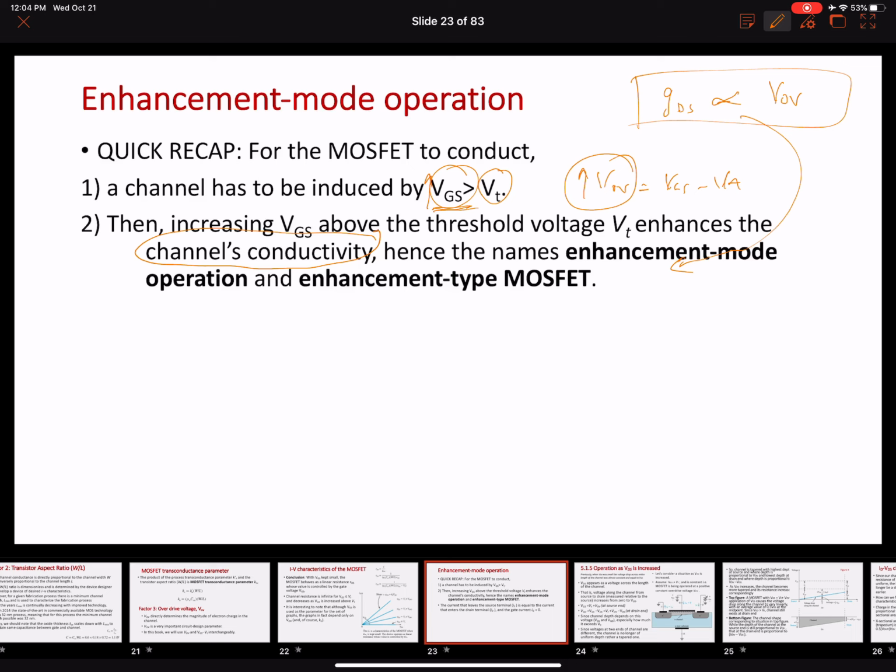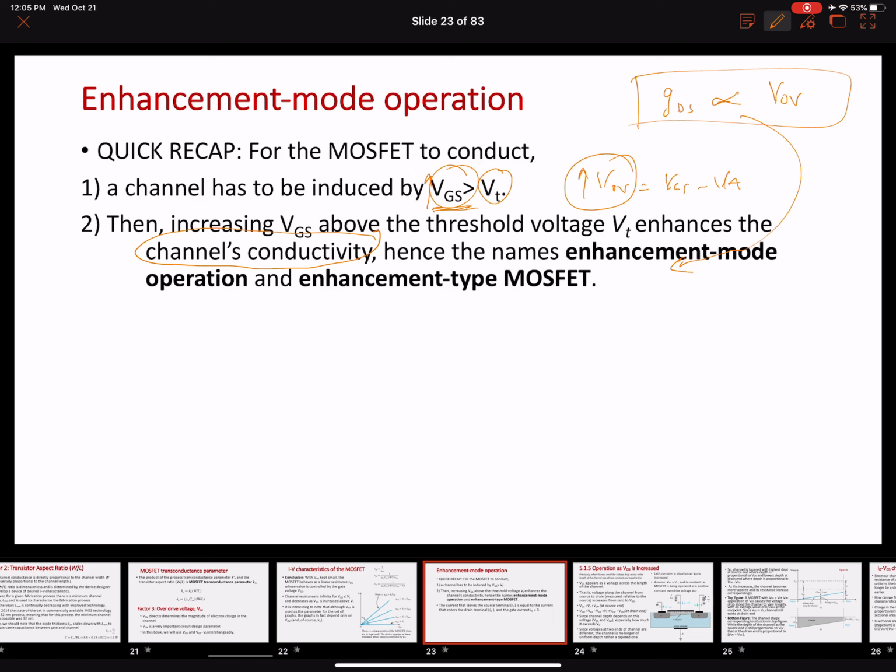The greater the gate to source voltage, and in turn, the overdrive voltage, the greater will be the conductance of the channel. Or with the increase of the overdrive voltage, the channel conductivity will increase. This is called an enhancement mode operation or enhancement type MOSFET. We will realize that when we talk in future about the depletion type, the opposite happens. So we will discuss that later in the course.